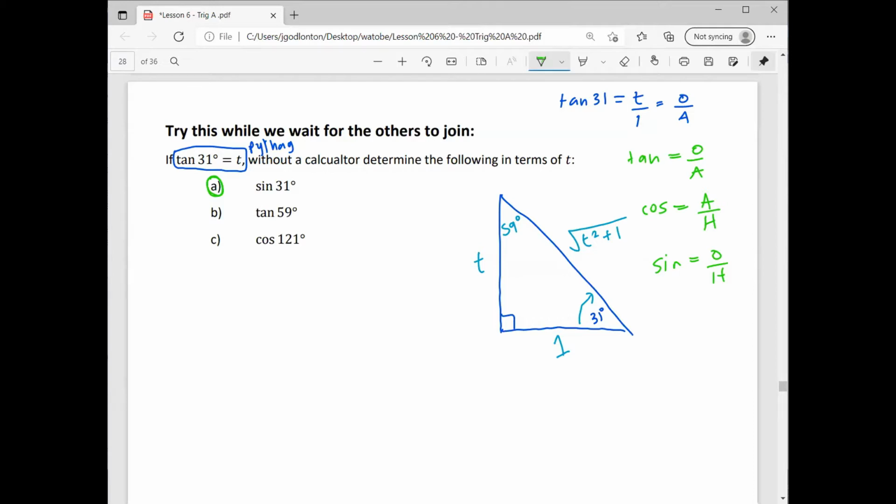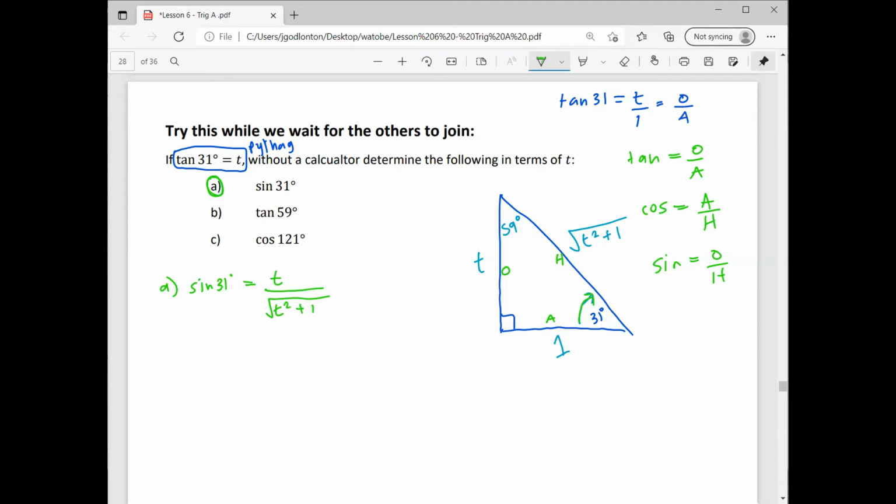No takers. Okay, let's have a look. So in my triangle, if that's my 31 degrees, that would be my opposite side, that would be my hypotenuse, and that would be my adjacent. And so if I'm looking at sine 31, so this is for A, I'm saying my opposite, which is t, over my hypotenuse, which is the square root of t squared plus 1. That's my final answer. That's all I have to write. That's everything.